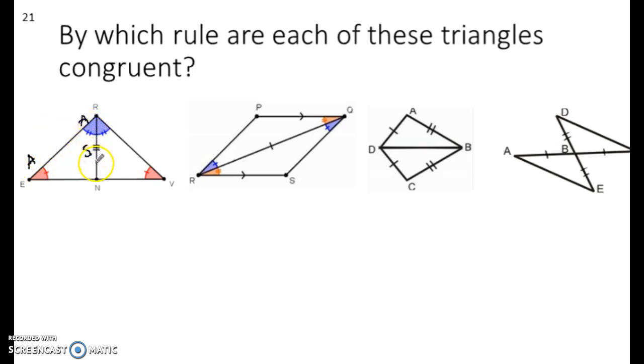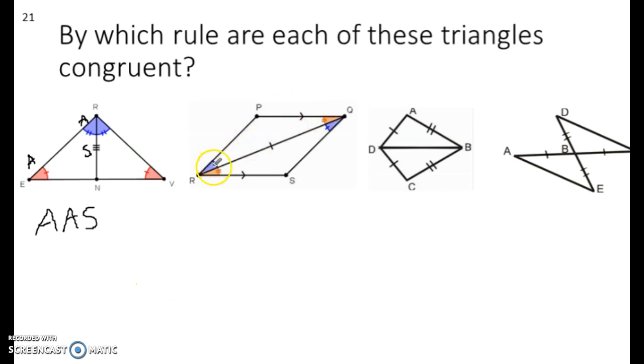So I know I have two angles and a side, and then I just need to ask myself, is that side between the two angles or is it outside of the two angles? And in this case, the side is not between the angles, so this would be angle, angle, side.